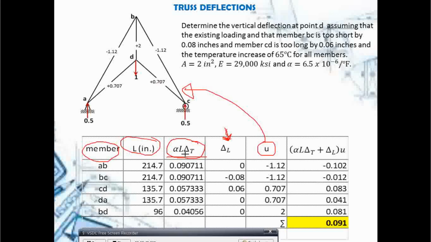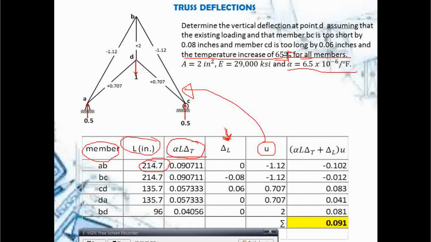Yan. So, ang given dun sa may problem, yung coefficient of thermal expansion or yung alpha, that is 6.5 times 10 raised to negative 6. Again, dun sa may problem kasi, for all members, yung change in temperature for all members. Kaya, ang ginawa ko dito, 6.5 times 10 raised to negative 6 multiplied by the length of AB and multiplied by the change in temperature, that is 65 degrees.